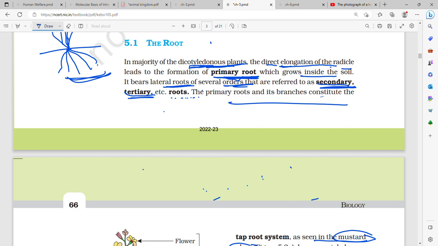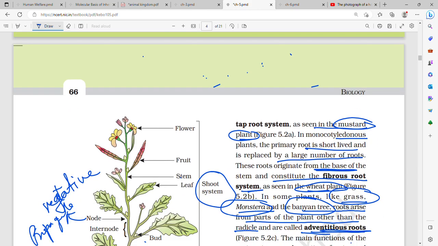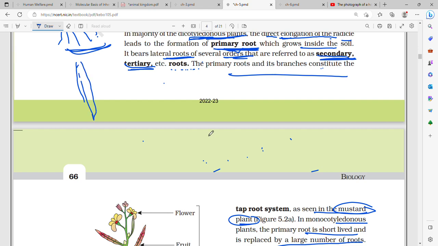So the direct elongation of the radicle leads to the formation of the primary root, and the primary root bears a lot of lateral roots of several orders, referred to as secondary root, tertiary root, etc. The primary root and its branches constitute the taproot system, and such a system is seen in dicotyledonous plants such as mustard.